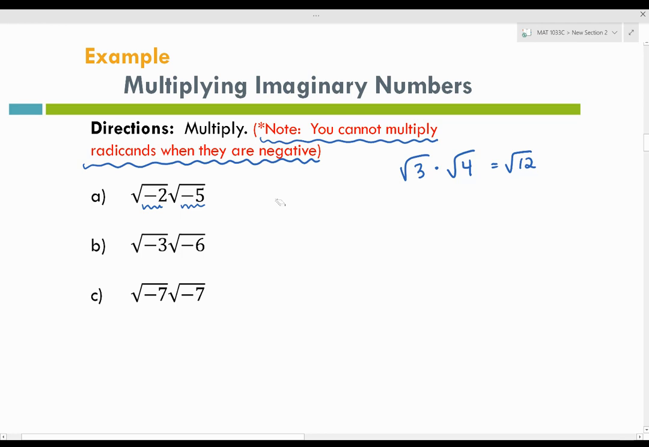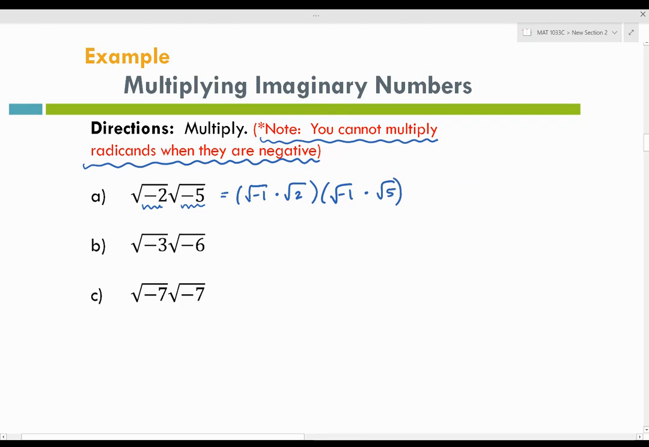So whenever we're asked to multiply, we're going to split our radicals into their negative and their positive parts and then simplify. That way we don't lose the negative part turning into an imaginary part when we're solving our problem. So the square root of negative 2, I'm going to split into its negative and its positive part. I'm going to do the same thing for the square root of negative 5.